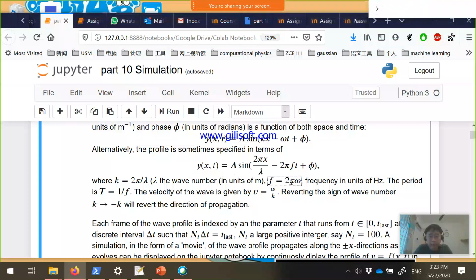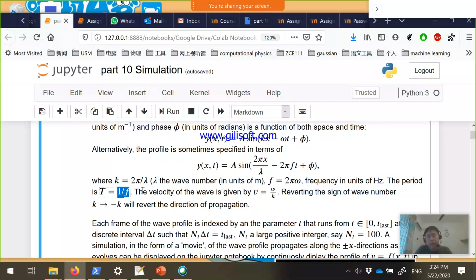Angular frequency is omega, f is frequency. You either describe the wave in terms of its frequency or in terms of the angular frequency omega. Frequency and omega are related by f equals omega over 2 pi. Sometimes you also need to know the period. The period is just 1 over frequency. All these are basic quantities that describe a one-dimensional wave.